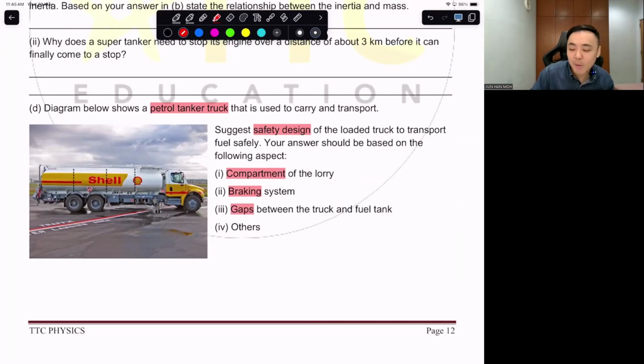Do you want a bigger gap or smaller gap? Again, a lot of times whenever you cannot answer, what's the best thing to do? Think about real life example. So what do you think it is? The gap big or small? You notice most of the big trucks, there will be spacing. And is it big or small? Big, right? Oh no, should be bigger, not smaller. Bigger. Why bigger?